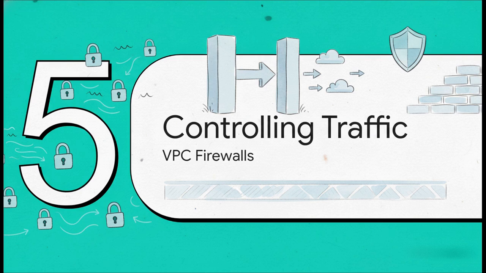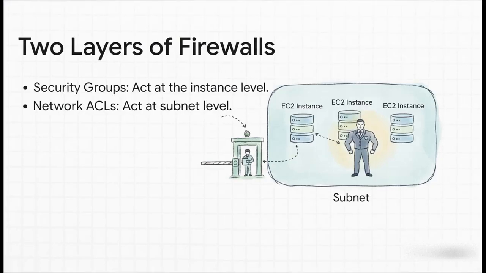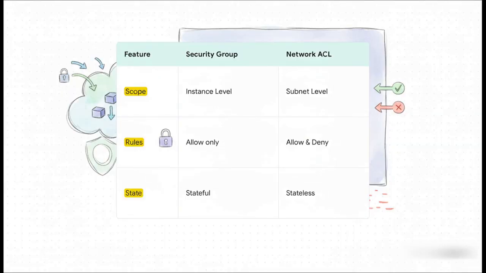So, now that we have all the basic plumbing and connectivity set up, let's talk about the final layer, the security firewalls. In AWS, you get two main layers of firewall protection. First up, you have security groups, which are kind of like a personal bodyguard for each individual EC2 instance. Then, you've got network access control lists, or ACLs, which are more like a security checkpoint at the border of an entire subnet. Let's quickly break down the crucial differences here. Like we said, security groups work at the instance level. Network ACLs work at the subnet level.